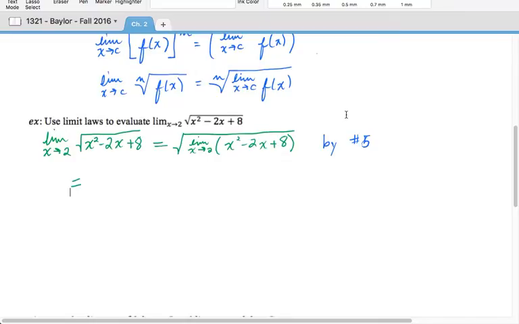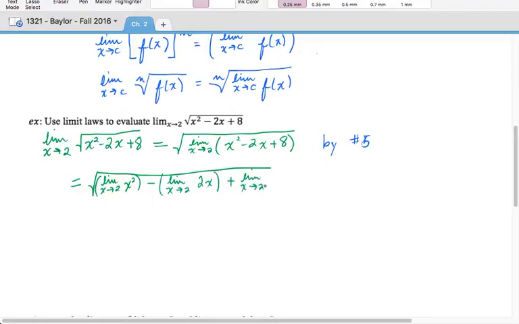So we're going to write this as the square root of, this step will be a little bit long, the limit as x approaches 2 of x squared minus the limit as x approaches 2 of 2x plus the limit as x approaches 2 of 8.